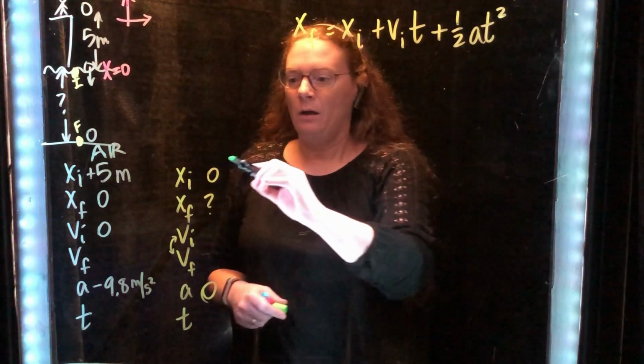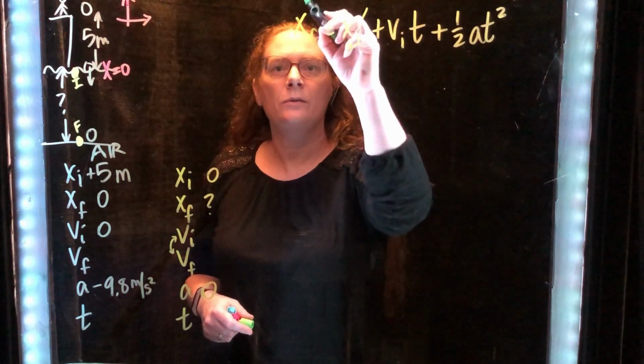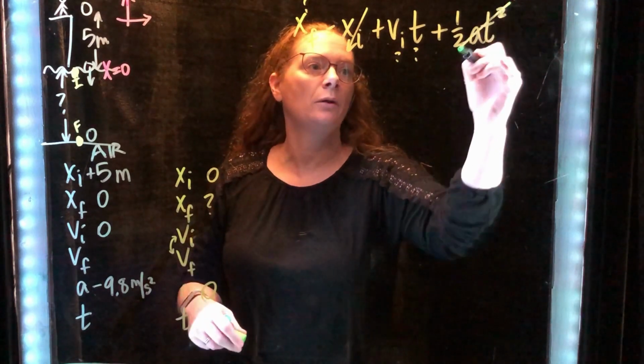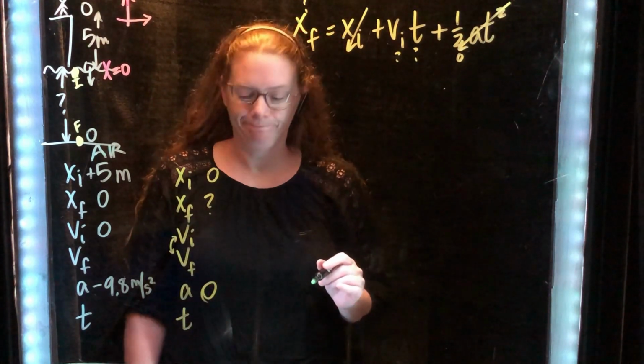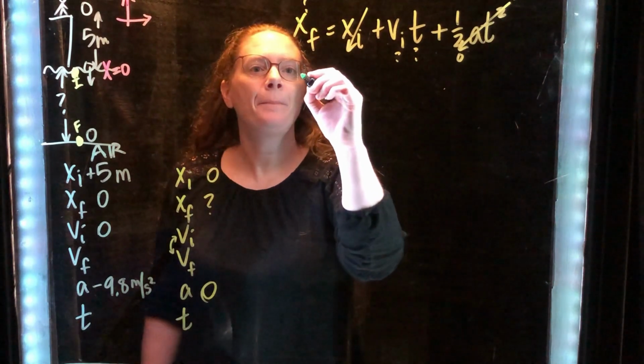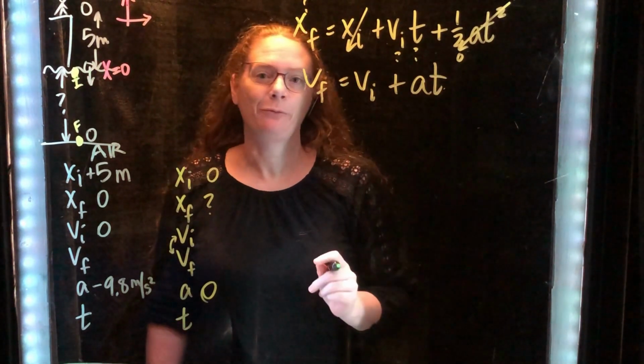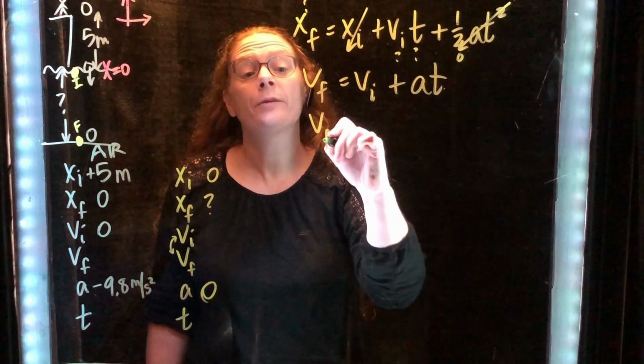Okay. X initial is 0. This is what I'm looking for. V initial, don't know. T, don't know. Well, that whole term is 0. Not very helpful. Great. V final equals V initial plus AT. Doesn't have what I need in it. Let's hope the third one gets us something.